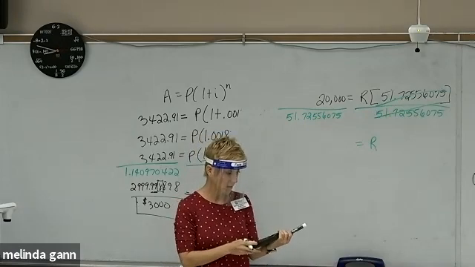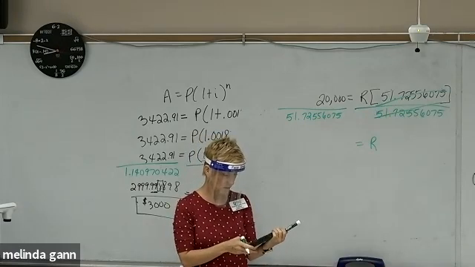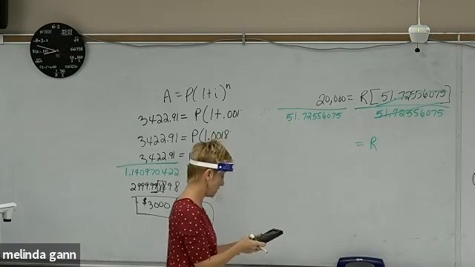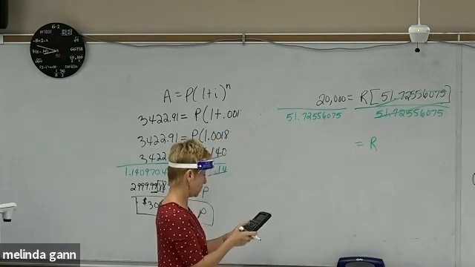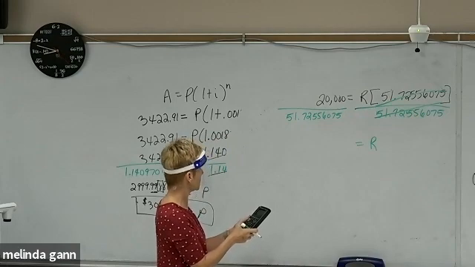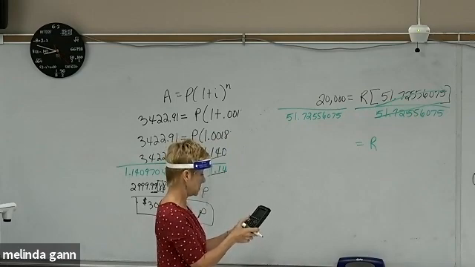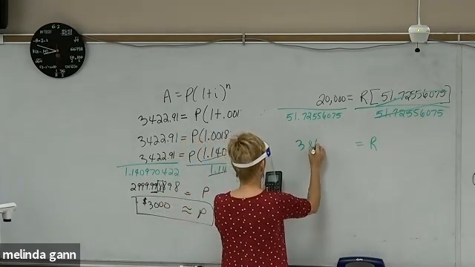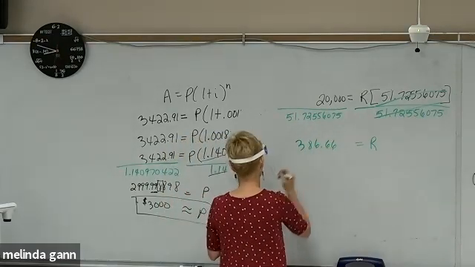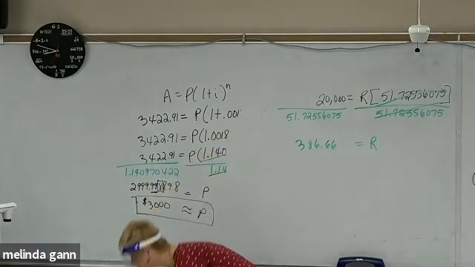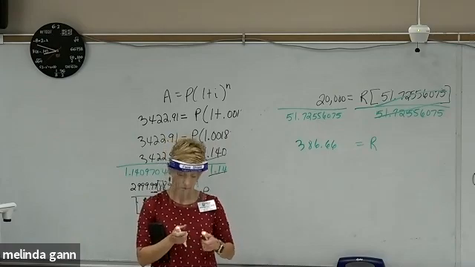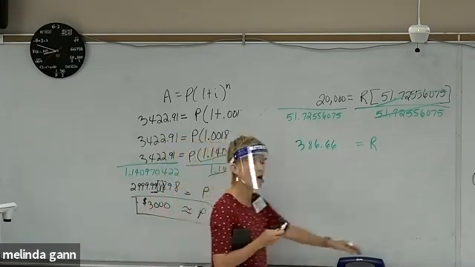So when I take that 20,000 and divide by that number, I got about $386.66. See if that's what y'all got. So that's my monthly payment on my car.